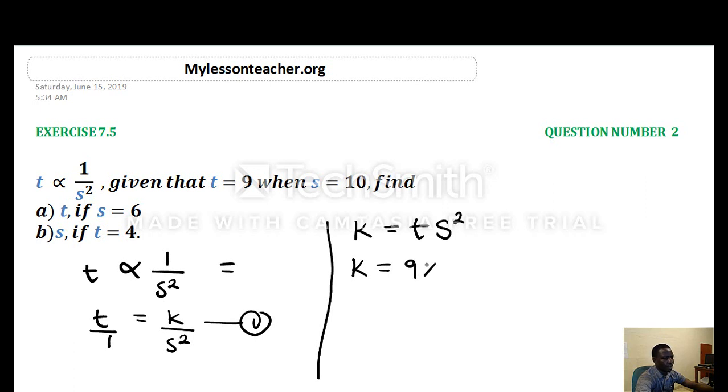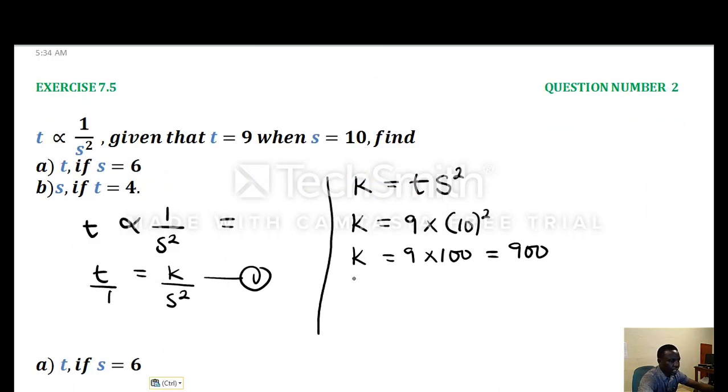t is given as 9 while s is given as 10. So we are going to square it to get our value of k, and that will be k is equal to 9 times 10 squared. 10 squared is 100, giving us the value of k to be 900. Question A says we should find t if s is equal to 6. So if k is equal to 900, resubstituting it back into equation 1 gives us that t is equal to 900 divided by s squared, and this is the relationship between t and s.